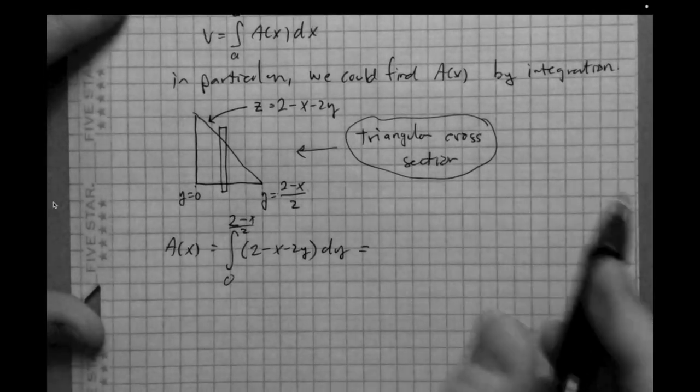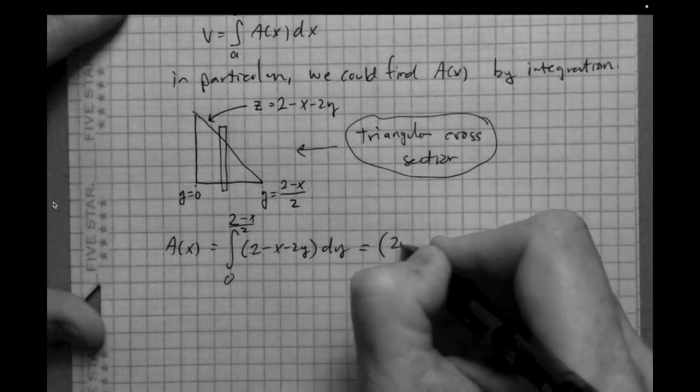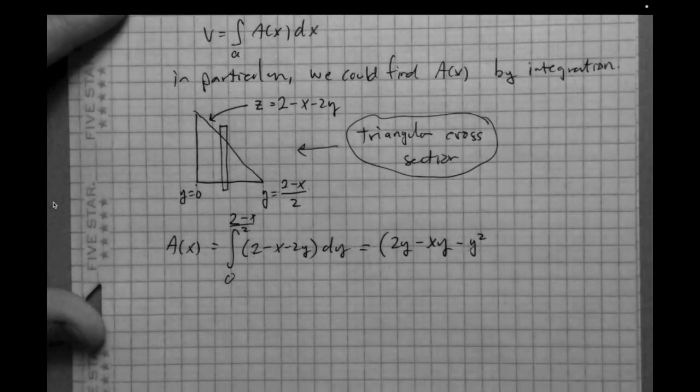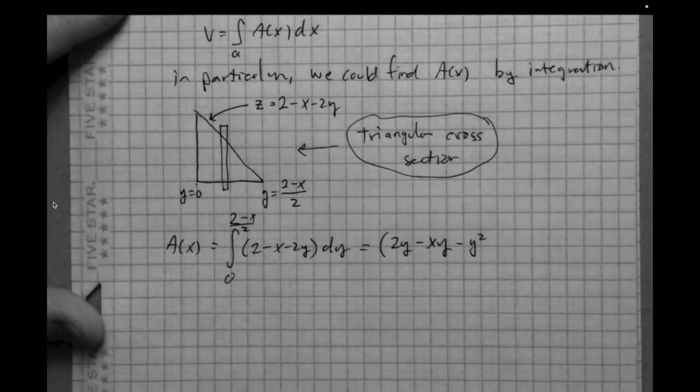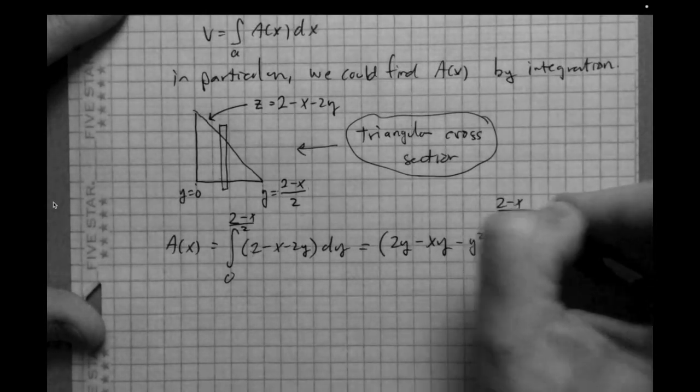And what happens when I do that? Well, the integral I get is 2y minus xy minus y squared, so that you get 2y squared over 2 there specifically. And that's going to go from 0 up to (2 minus x) over 2.